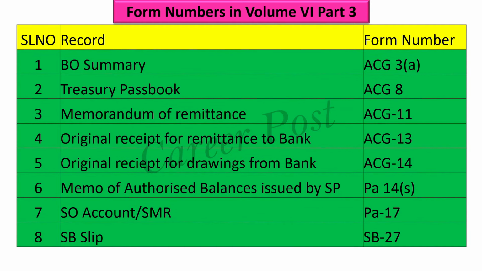SO account is PA 17, and SMR is also noted like that, and SB slip is SB 27. What is SB slip? It is the slip that is prepared at a head office that will be included in the account back to the sub office. This SB slip contains the SB documents or warrants passed, etc.